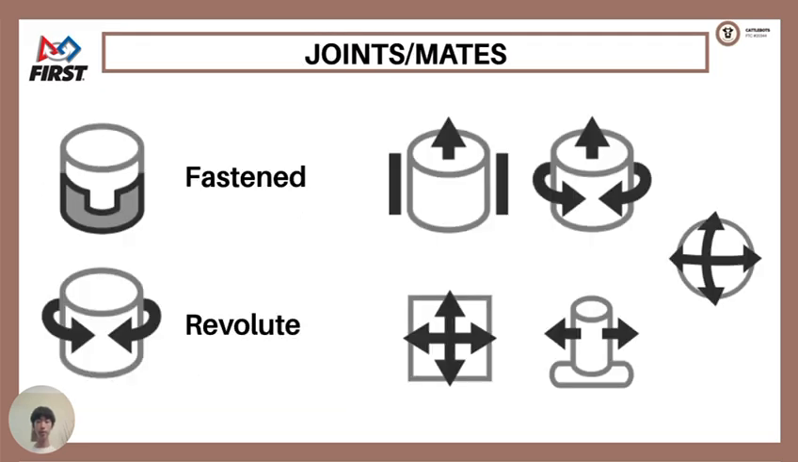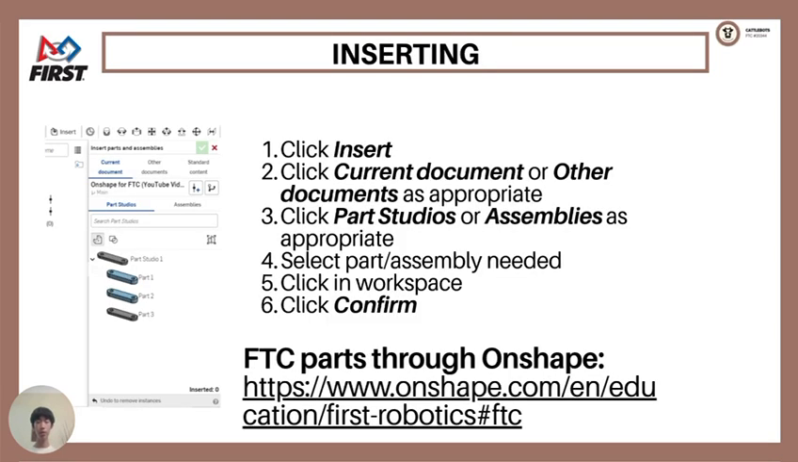What you'll mainly be doing in an assembly is adding mates, also called joints. The most common mates you'll work with are fastened, which restrict translational and rotational freedom of movement for both parts, and revolute, which restrict translational but not rotational freedom. When applying mates, you'll usually insert the parts you need first.